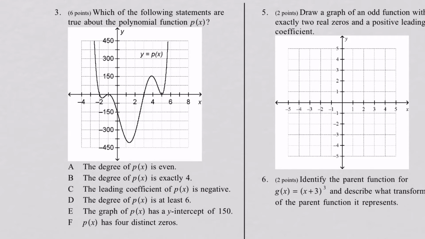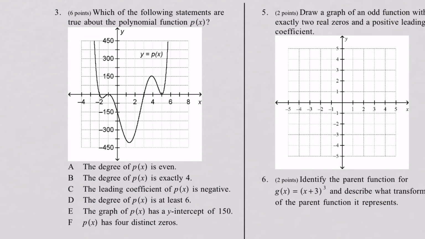Alright, moving on to number 3. Which of the following statements are true about the polynomial function p of x? So here's a polynomial function p of x that behaves in this way. Kind of weird. But it's telling me a bunch of statements about it that we have to check to see if they're true or not.